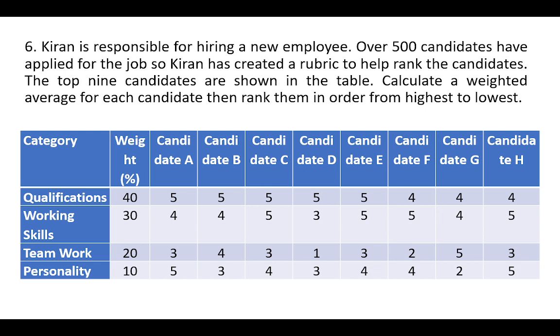Candidate A 5435. Candidate B 5443. Candidate C 5534. Candidate D 5313. Candidate E 5534. Candidate F 4524. Now based on these data, you need to rank who is the best and who is the least or last.